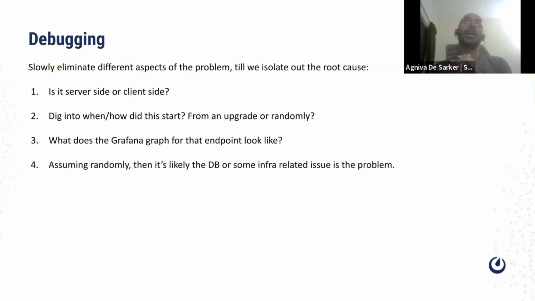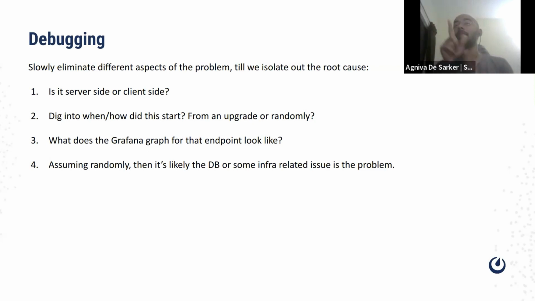Now let's say you are seeing a spike and it's not an upgrade, it just suddenly started to happen, right? Then the problem starts to get serious. That means it can be one of a few things. It can be that the database wasn't very healthy to begin with, and it just started to degrade, and now it's fallen off a cliff, and now we are noticing these issues. Or maybe it's some infra-related problem.